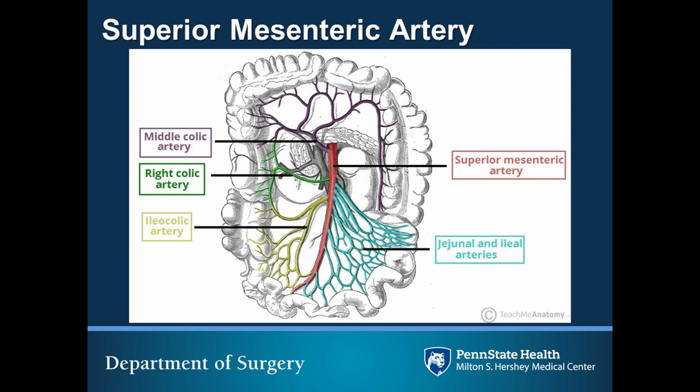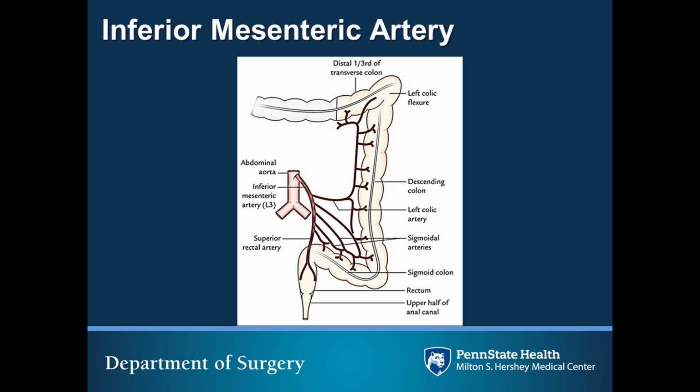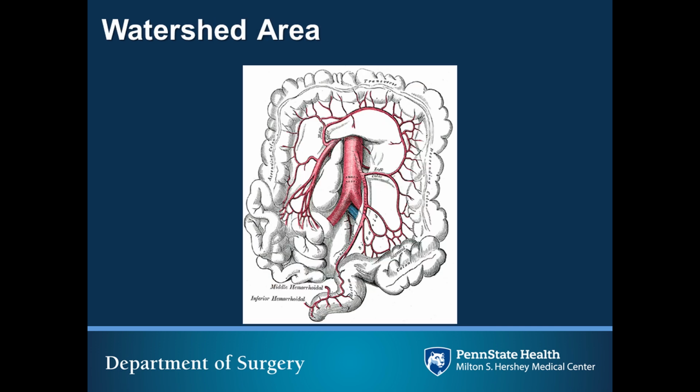I just wanted to point these out because these are commonly seen diagnoses on examinations and are related to the anatomy of the superior mesenteric artery, but not related to mesenteric ischemia. The third and most distal branch of the aorta supplying blood to the abdominal viscera is the inferior mesenteric artery. Branches of this include the left colic artery, the sigmoid branches, and the superior rectal artery.